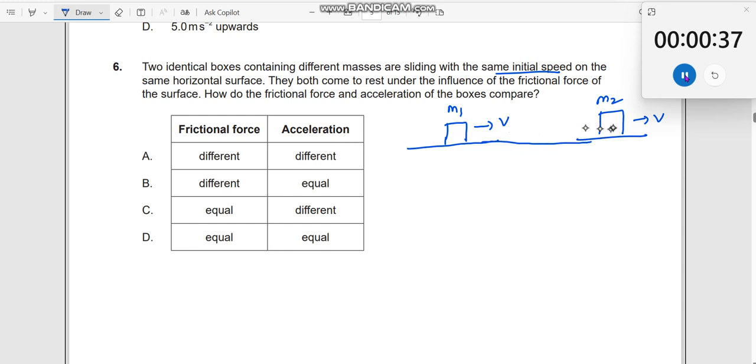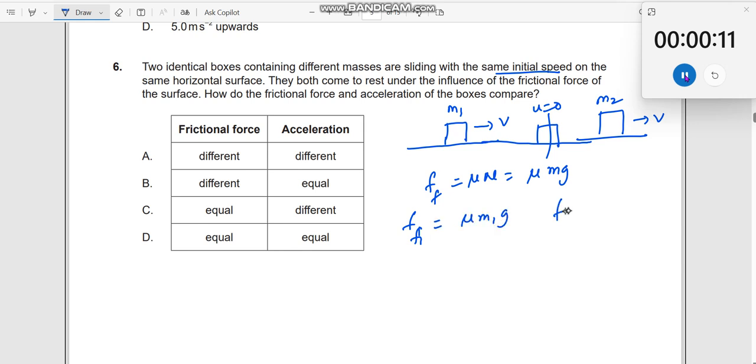So it means definitely they will not collide. First thing, they both come to rest under the influence of the frictional force on the surface. So somewhere here, let us say the object comes to rest, which means v equal to 0. How do the frictional force and acceleration of the boxes compare? Since it is moving, frictional force should be equal to mu times N, which is equal to mu times mg. Since there are two masses, I can write Ff1 equal to mu times m1g and Ff2 equal to mu times m2g.